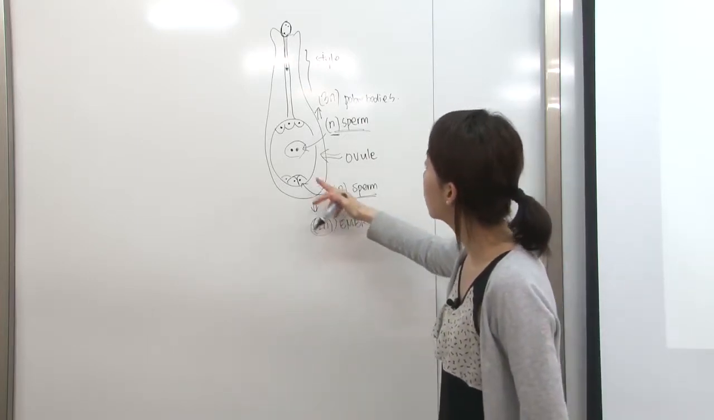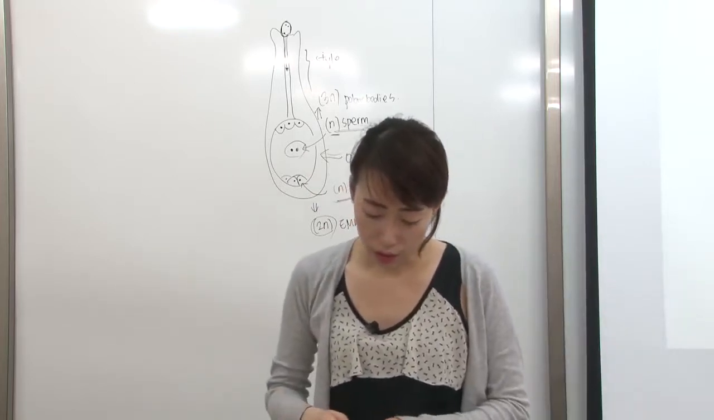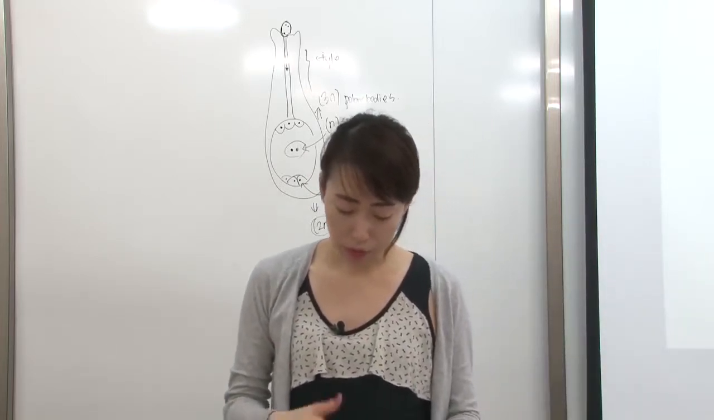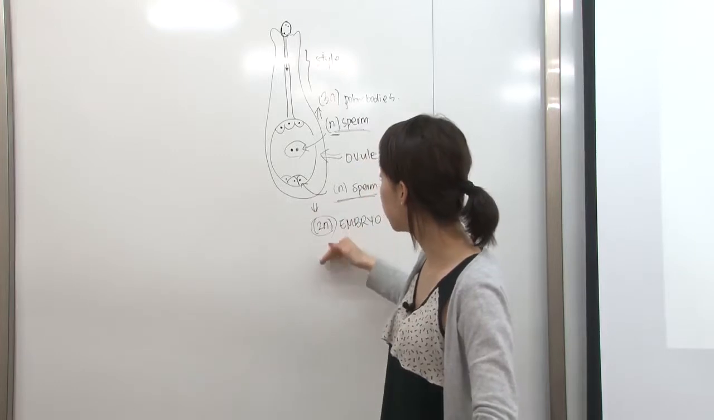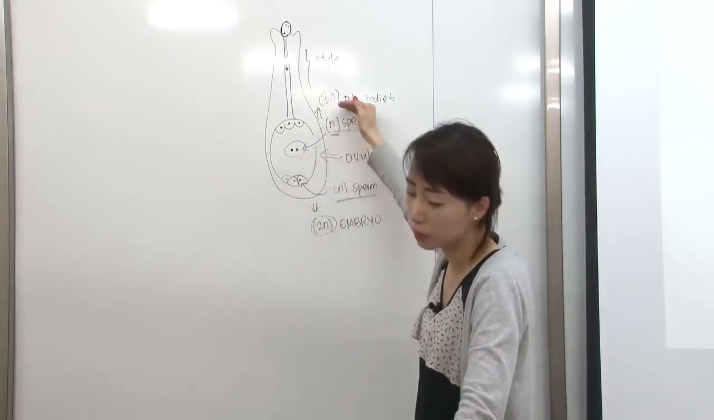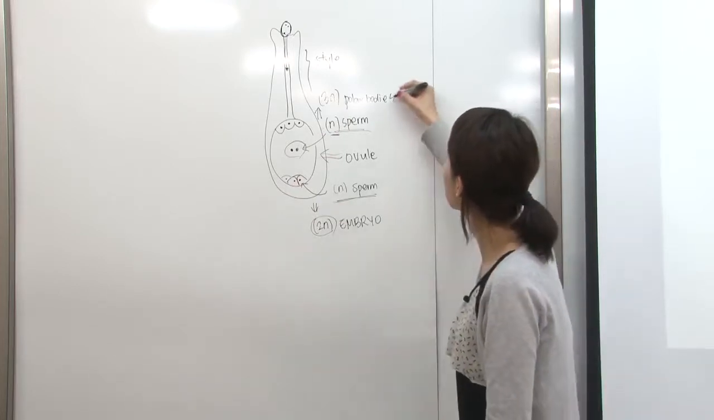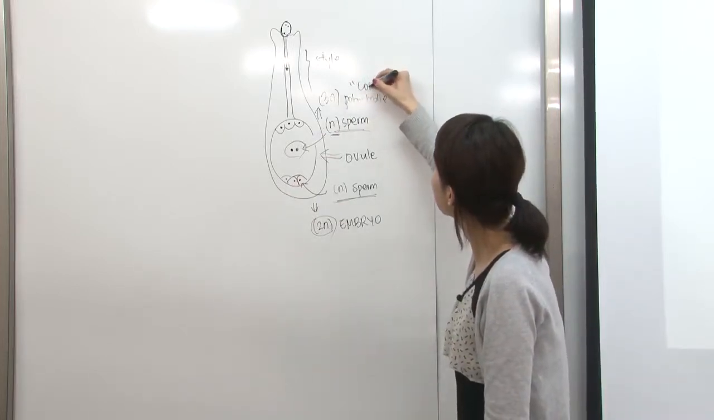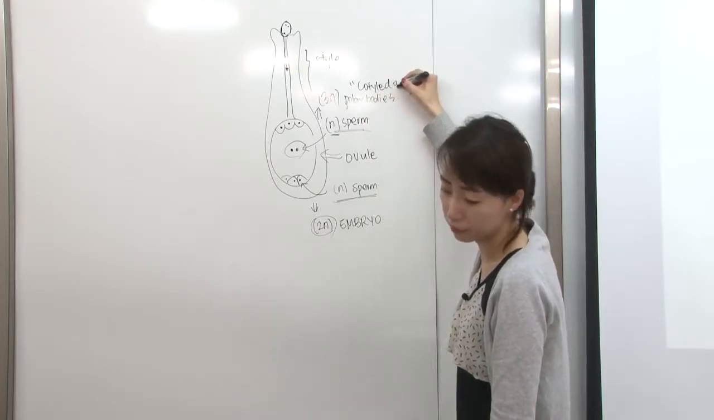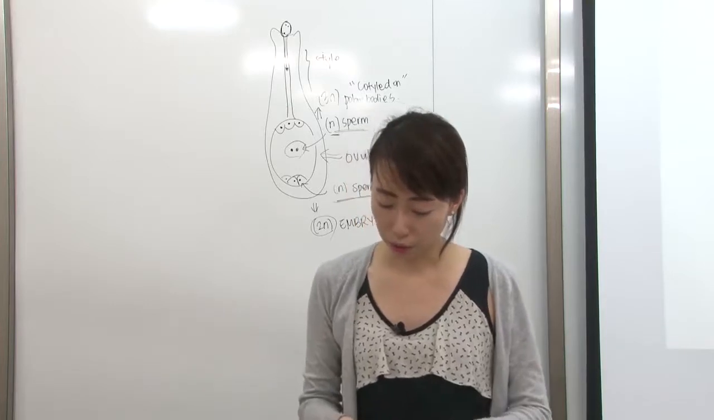So it actually occurs by double fertilization. Number 1 is sperm plus ovum producing the embryo, and then sperm plus 2 polar bodies produces 3N, and that's called endosperm. Okay, so that's the food for the growing embryo.